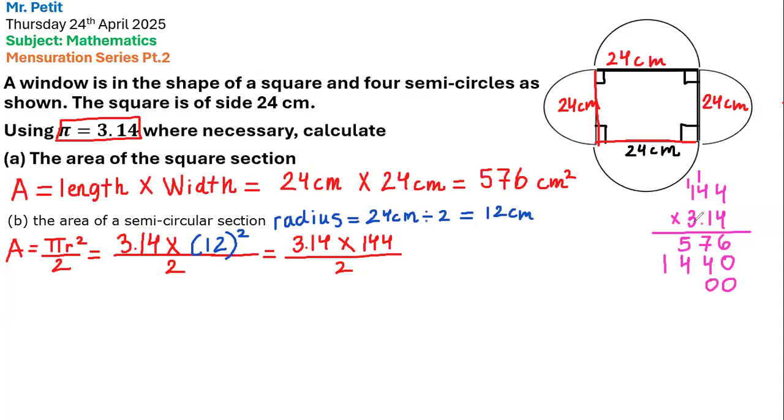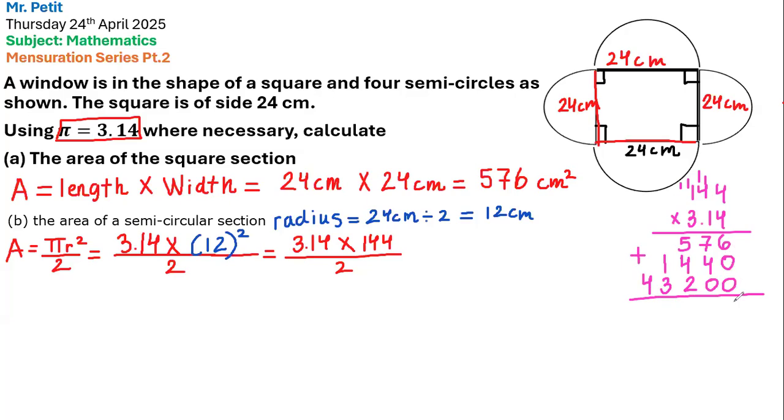So we say, what is 3 times 4? 12. Put the 2 down, put the 1 up. 3 times 4 is 12 again, plus the 1 is 13. Put the 3 down, put the 1 up. 3 times 1 is 3, plus 1 is 4. Very good. Now we add this.